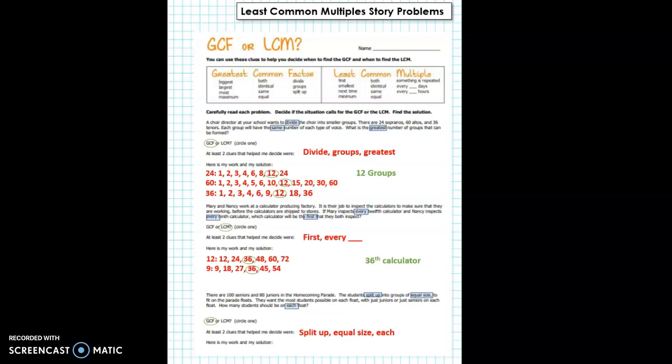The first step is to list the factors for each of the numbers. I list the factors for 100 and 80. Then I compare the lists. Now notice, there are many factors the same in this list. 1, 2, 4, 10, 20 all appear in both lists. But 20 is the largest number, so that is our greatest common factor. And that tells us that there will be 20 students on each float.